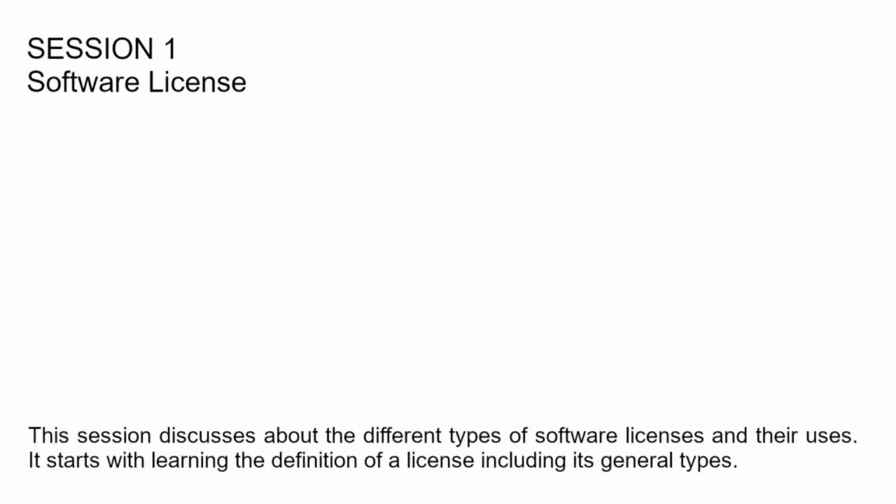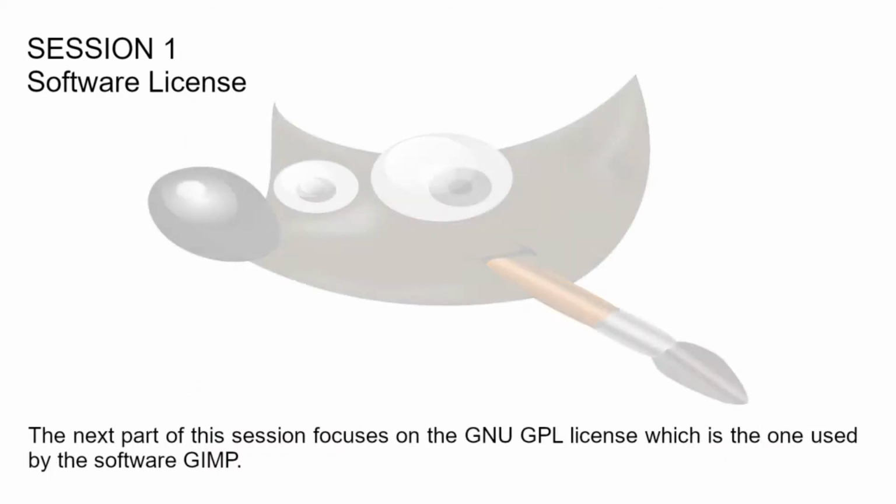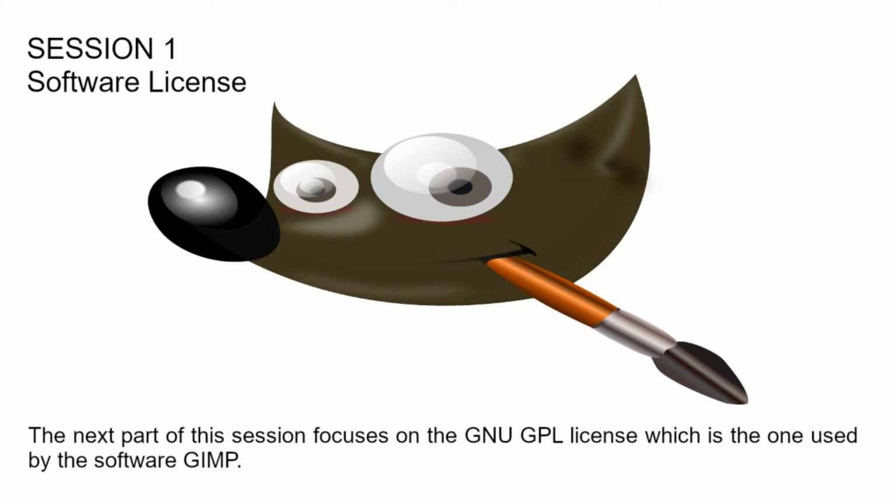Session 1. Software license. This session discusses the different types of software licenses and their uses. It starts with learning the definition of a license, including its general types. The next part of this session focuses on the GNU GPL license, which is the one used by the software GIMP.